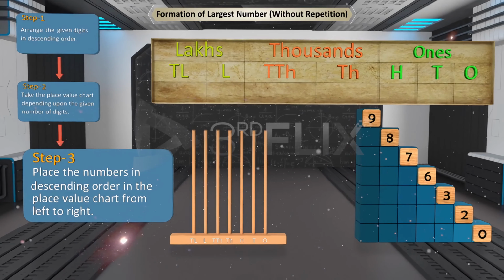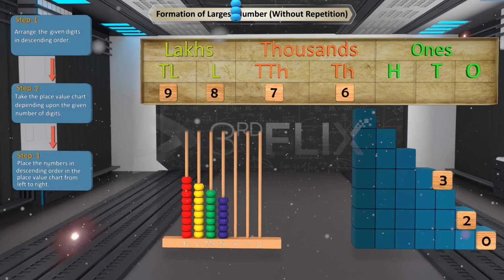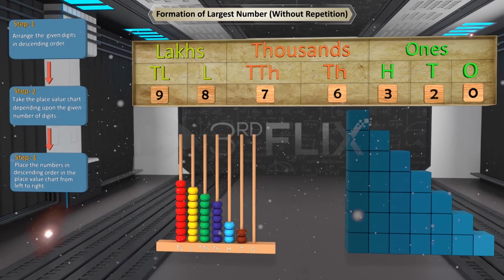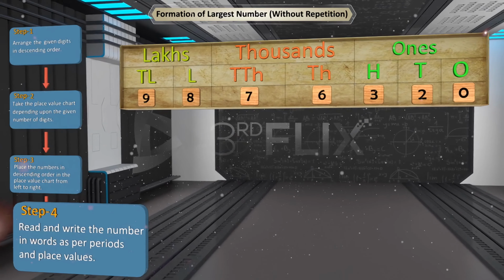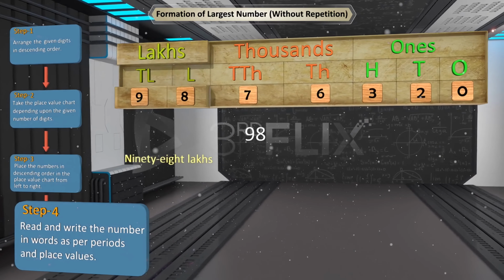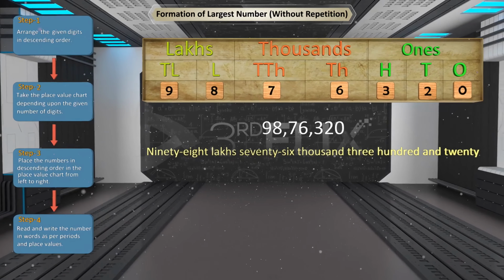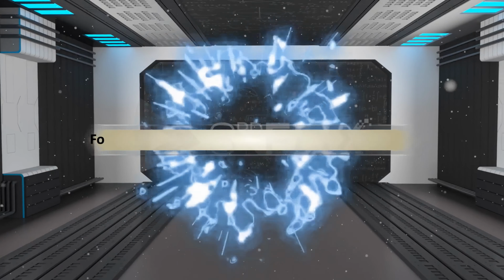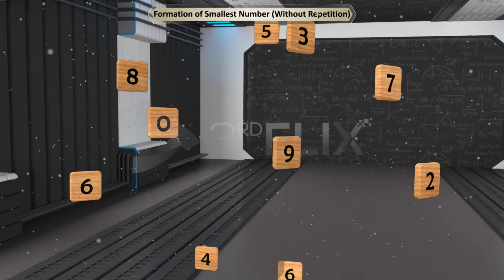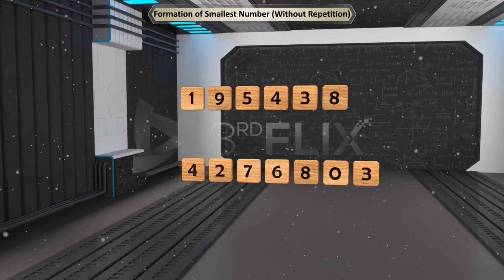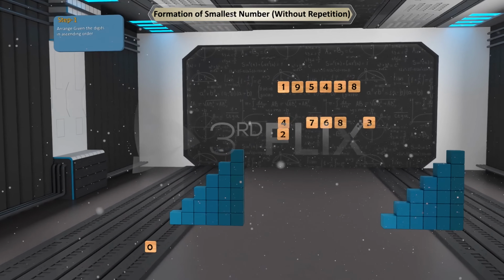Step 3. Place the numbers in descending order in the place value chart from left to right. Step 4. Read and write the number in words as per periods and place values. 98,76,320. Formation of smallest number without repetition by using given digits. Step 1. Arrange the given digits in ascending order.